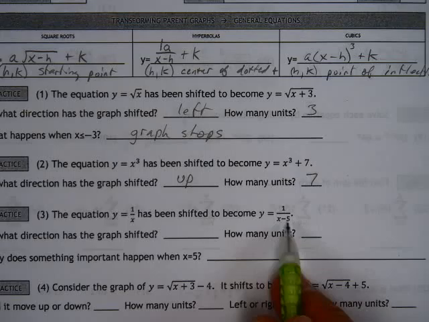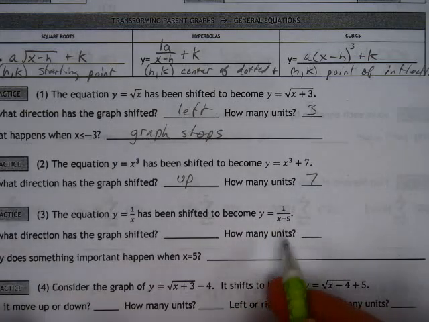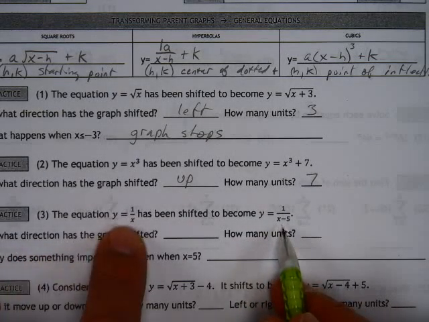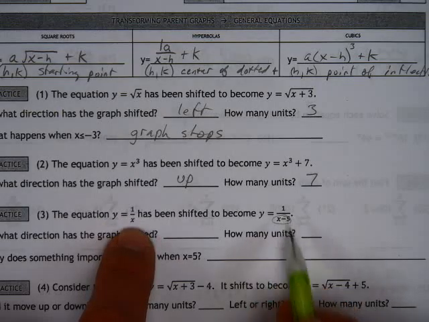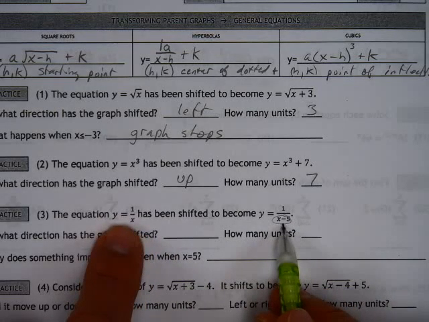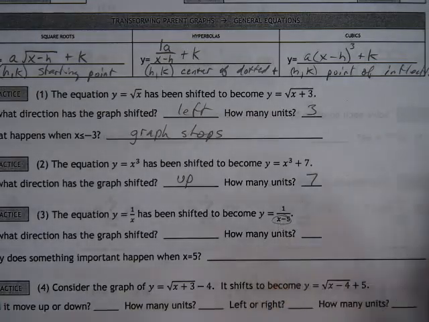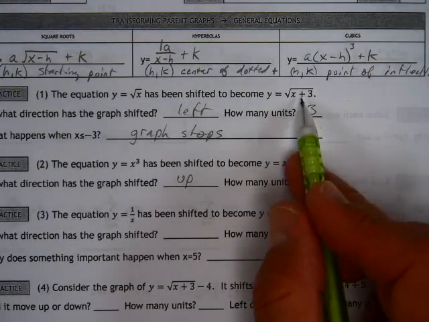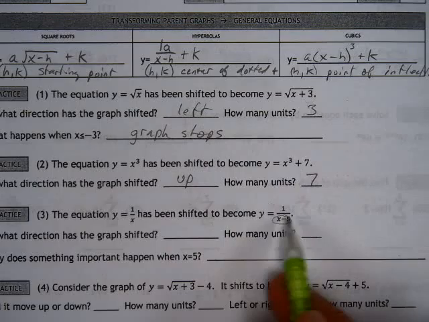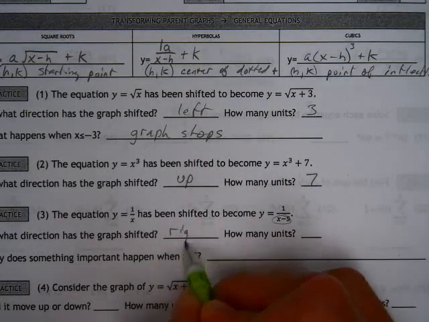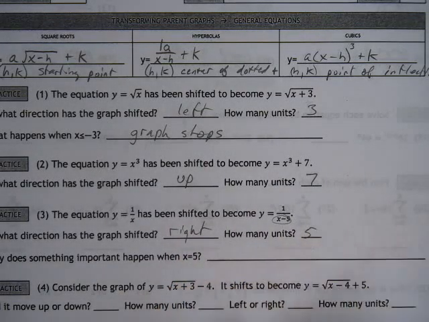Here, when we're looking at this, it's, oh no, it's a fraction. Well, it's just a different graph, but it's still affiliated with x, so therefore it's a left or right. And with a -5, it's the opposite direction that we would think. The +3 was to the left, the -5 is to the right. And it's gone 5 units.